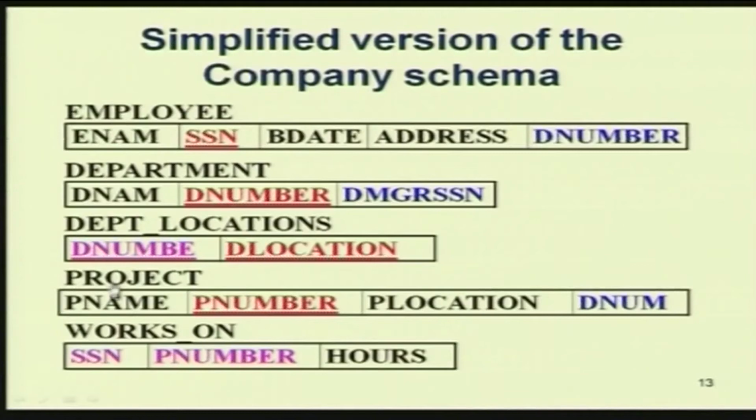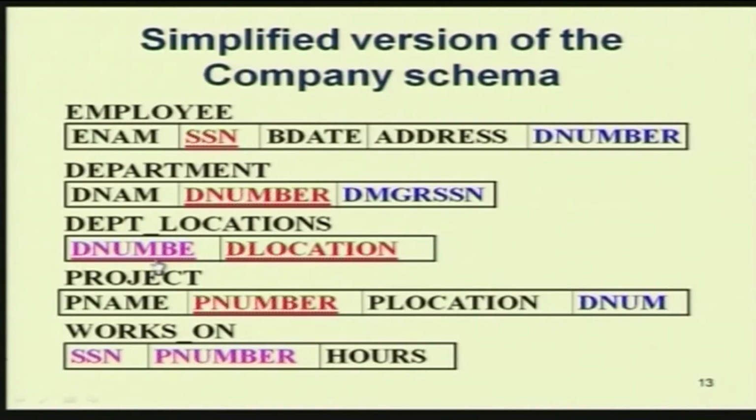Similarly, now you have project. So, you have the project name, the project number, the project location and the department number associated with the project. That links these two, and then you have works on. So, SSN and P number and the number of hours: each employee, which project he works on and how many hours he works on. If you look, this connects employee and project, these 2 entities, and this is a relationship schema. So, you have 3 entity schemas, and a relationship schema which only talks about department, while this works on schema is a relationship schema which relates employee and project.